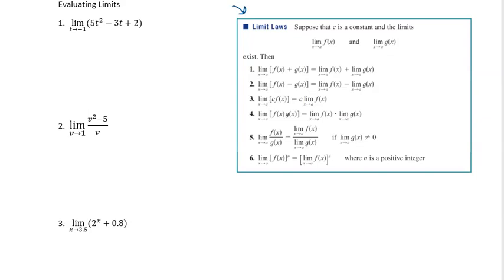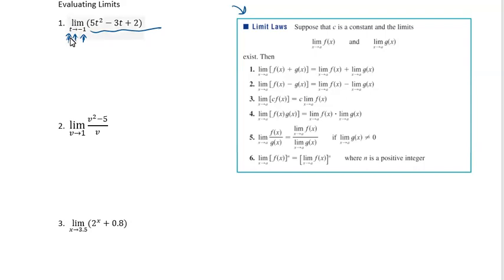If you look at number 1, this is read the limit as t approaches -1 of 5t squared minus 3t plus 2. I'll read it again. It is the limit as t approaches -1. So you have your t, the arrow means approaches, and then you have -1. The limit as t approaches -1 of 5t squared minus 3t plus 2.